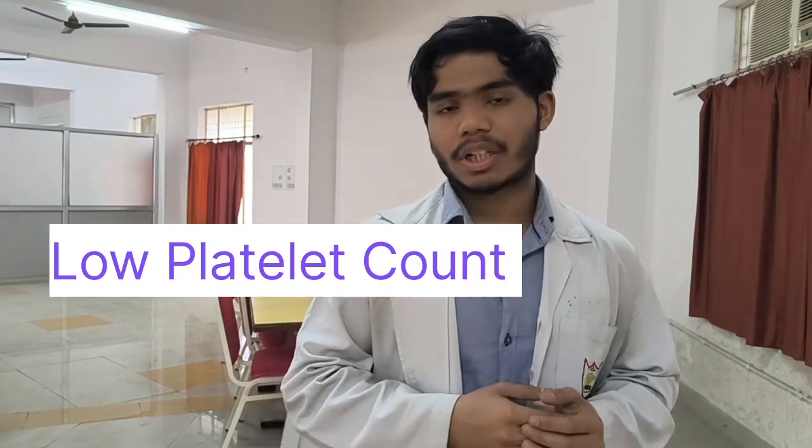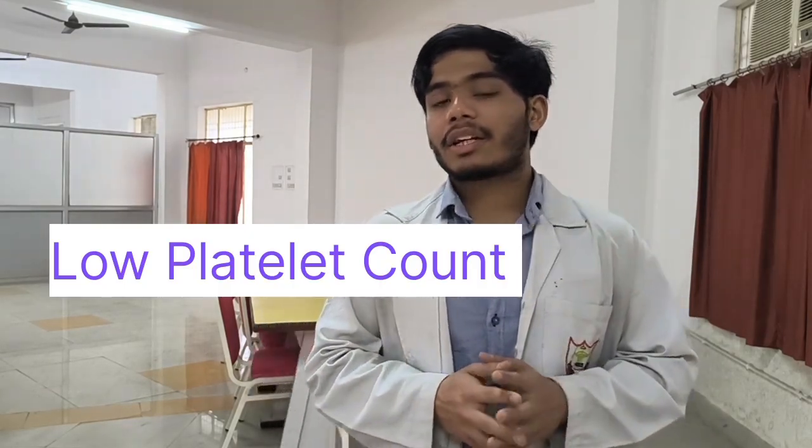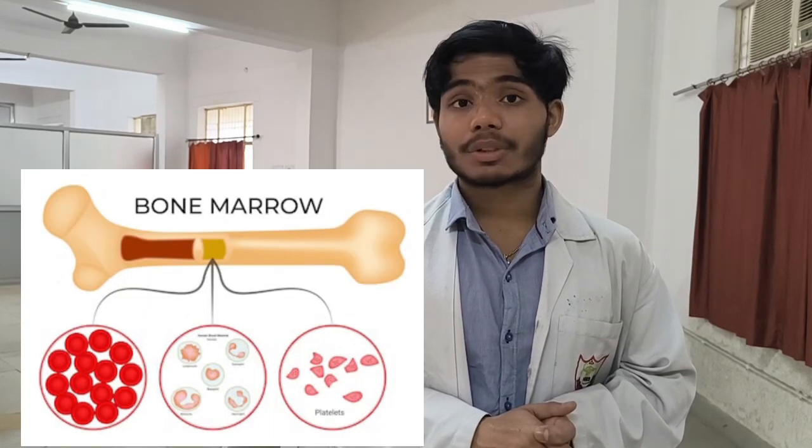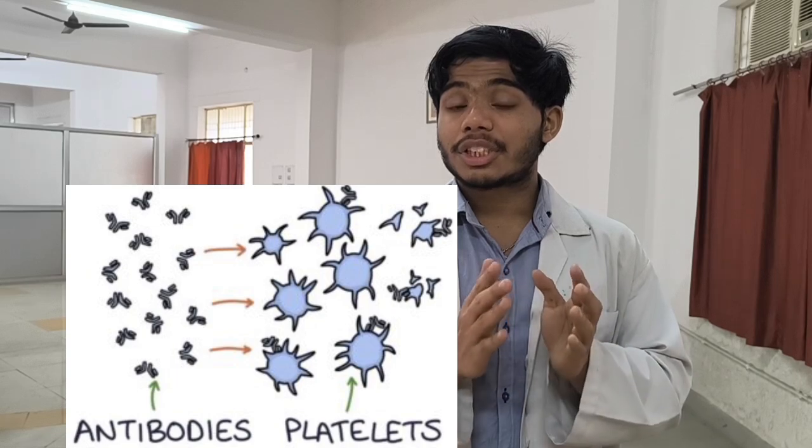So now let's discuss the second cause, the low platelet count. As you already know, in case of ITP, that is immune thrombocytopenic purpura, the platelets are formed by the bone marrow, but the platelets are destroyed by the antiplatelet autoantibodies, and due to this destruction the platelet count is reduced. So this is the reason for the second.